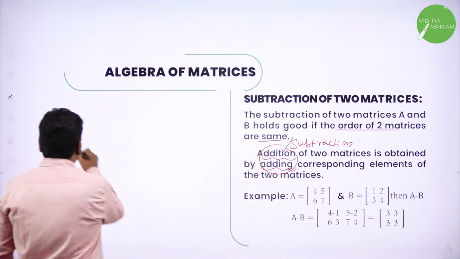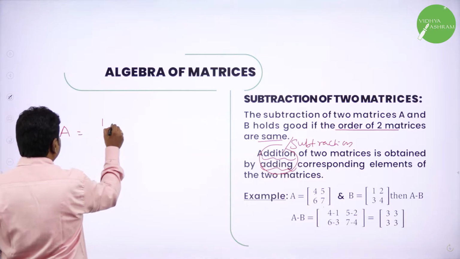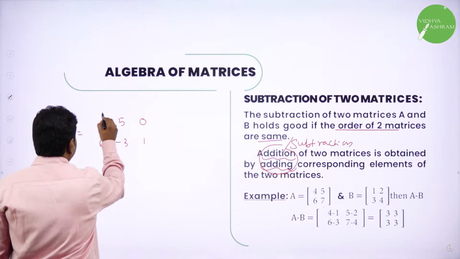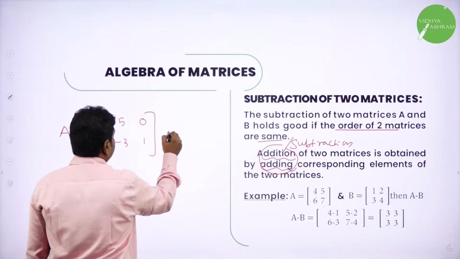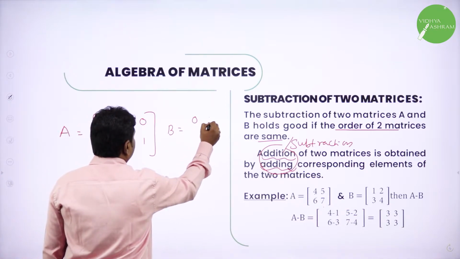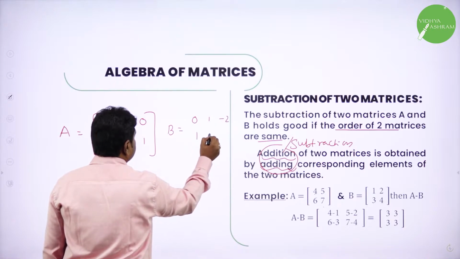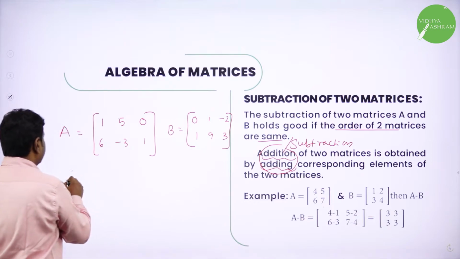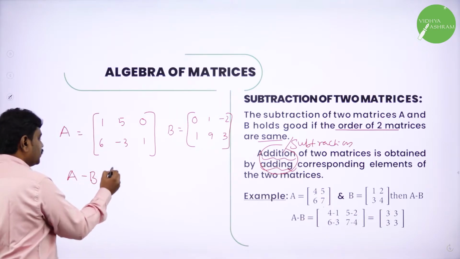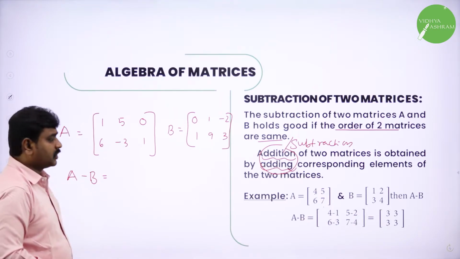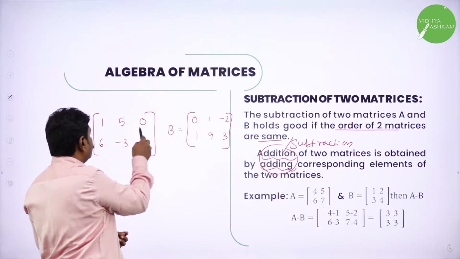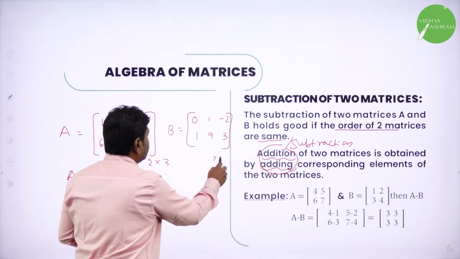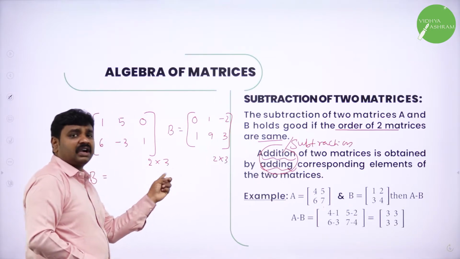Or we will take one matrix A equal to 1, 5, 0, 6, minus 3, 1. I took A. Then I will take B: 0, 1, minus 2, 1, 9, 3. If I ask you to find A minus B, is it possible? First check the order. What is the order? 2 rows, 3 columns, 2 cross 3. Both have the same order.